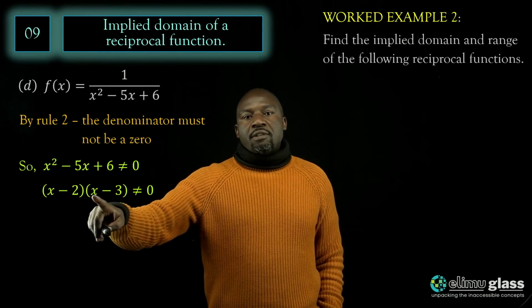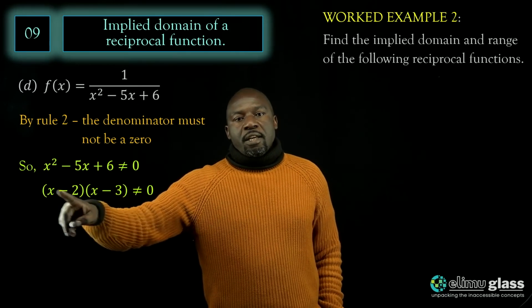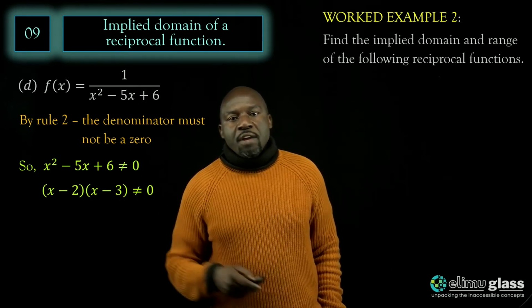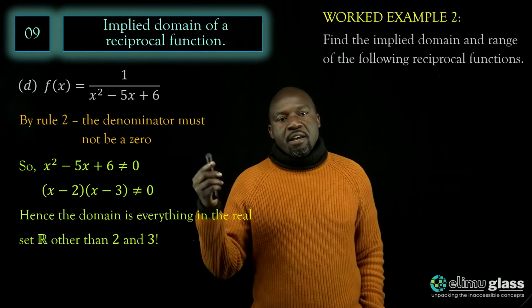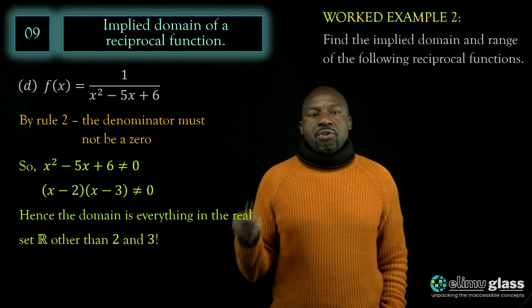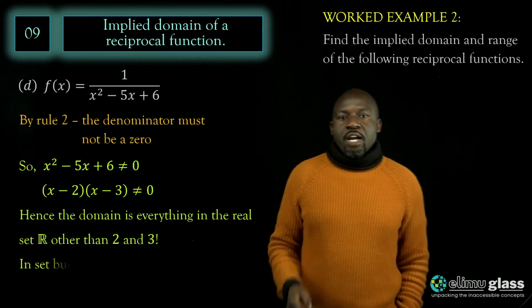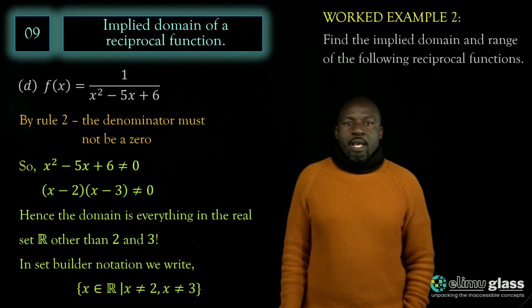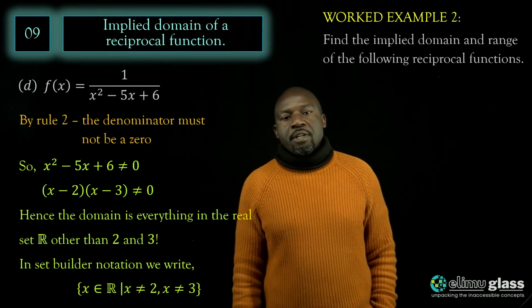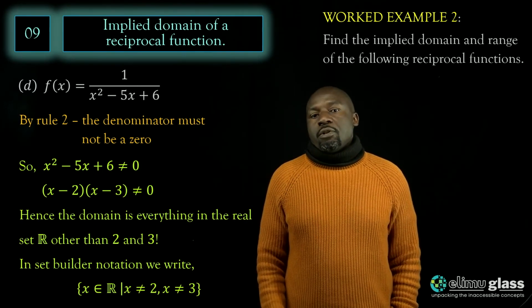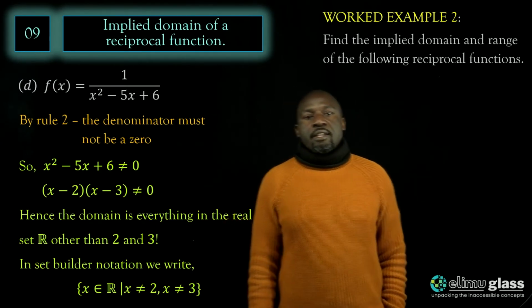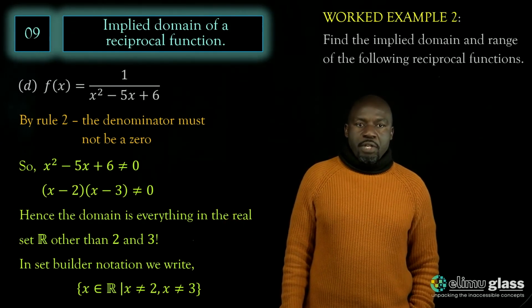Similarly, if I make x a 3, that renders the left-hand side 0. So 3 is not acceptable in the domain. Hence, the domain is everything other than 2 and 3. We can write that in set builder notation and say x is all real numbers such that x is not 2 or 3.